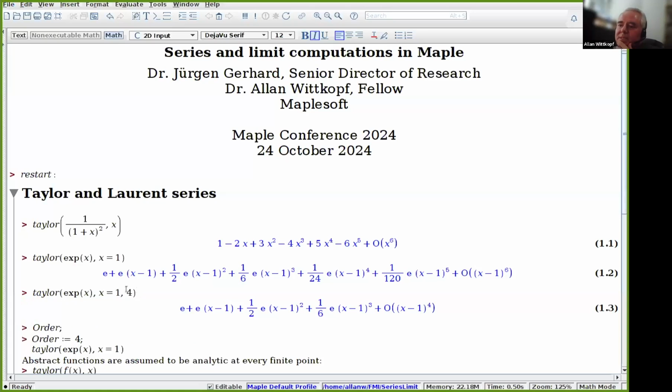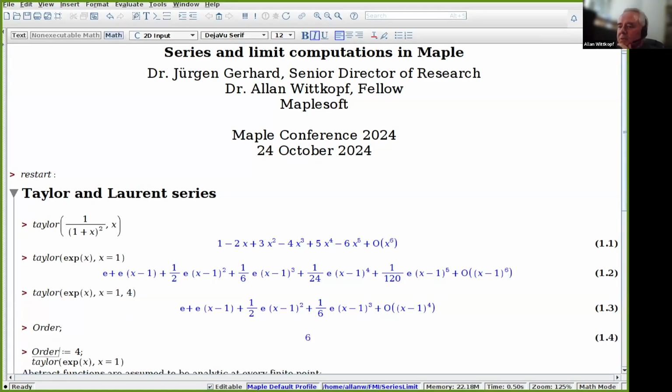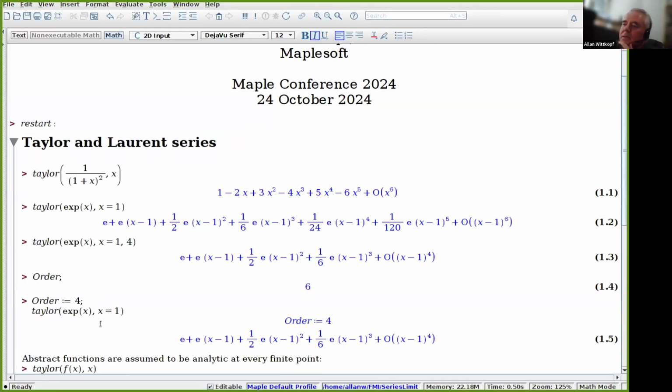Okay, here is an example where we've specified the order in the command. That's one way of doing it. Another way of doing it is through the environment variable Order, which you can set, and it will explicitly use the environment variable value to compute the Taylor series.